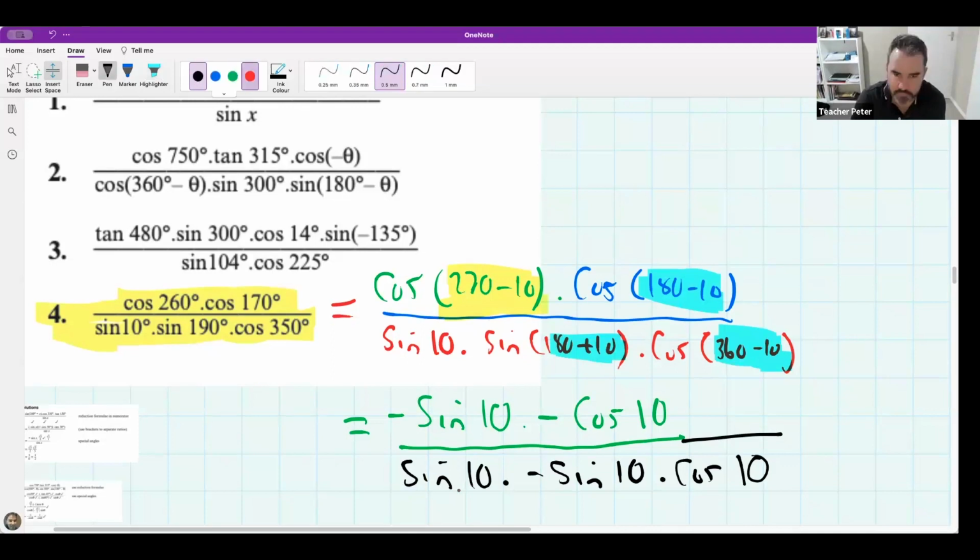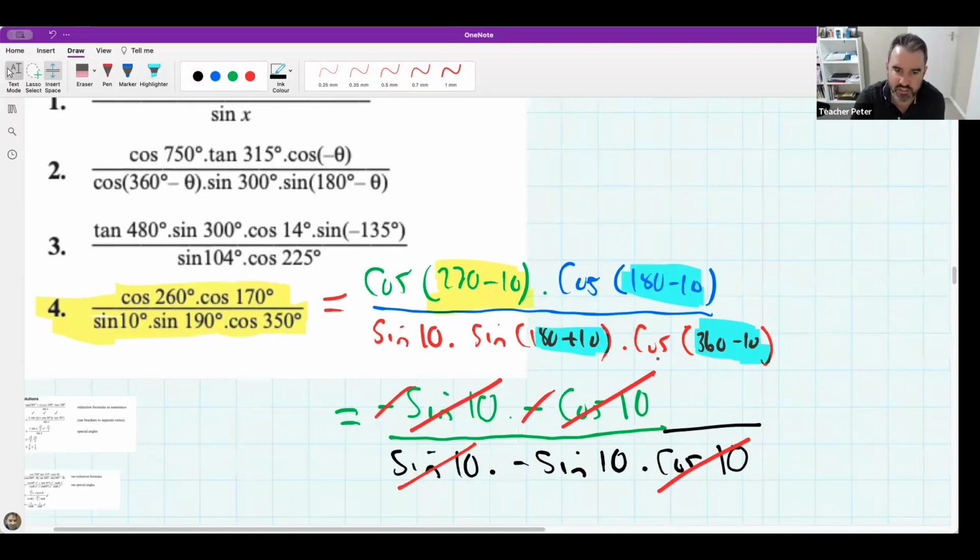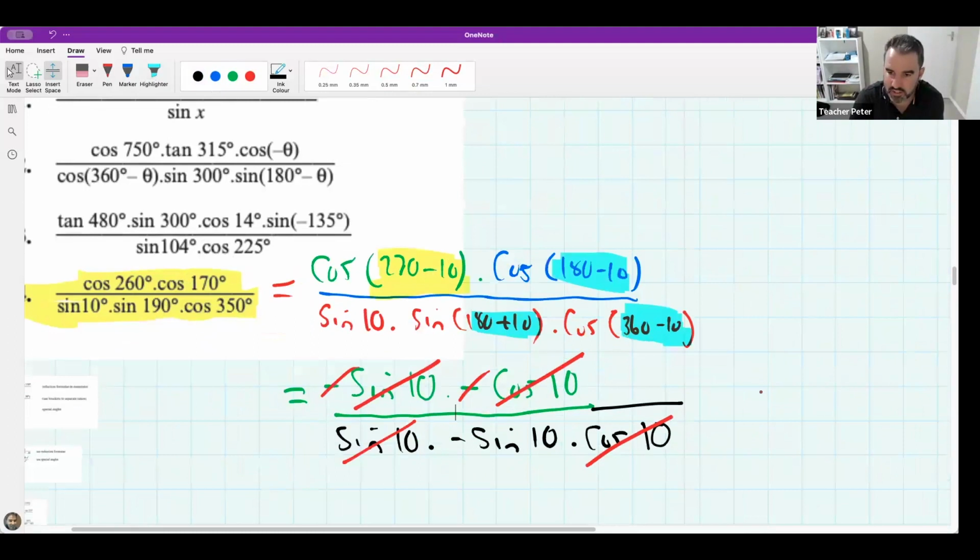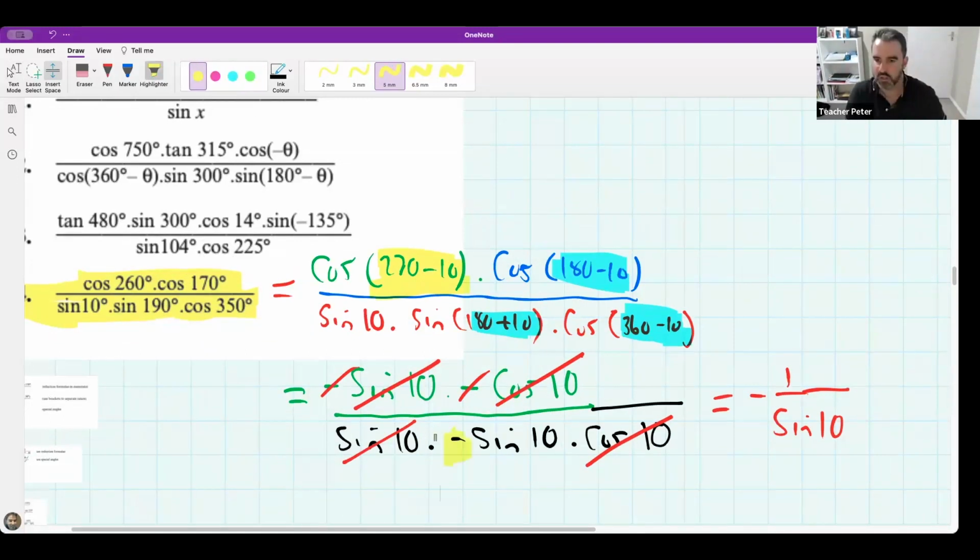Now, some canceling can happen. So we can definitely cancel a sine 10 and a sine 10 and a cos 10 and a cos 10. We can also cancel a negative times a negative, which is a positive. So all we have left, from what I can see, is minus 1 over sine 10, because there is nothing else here that can't be cancelled. And the minus sign that is standing out is just this one here.